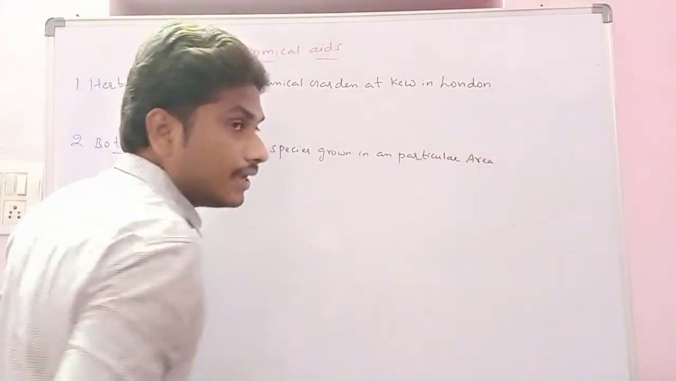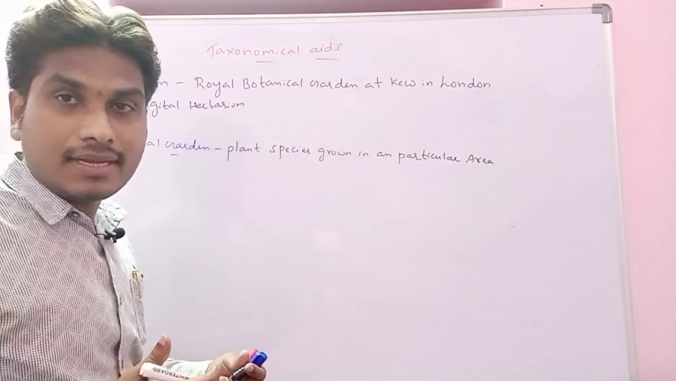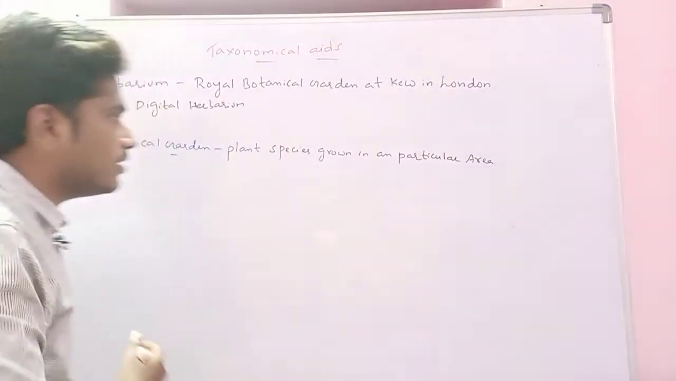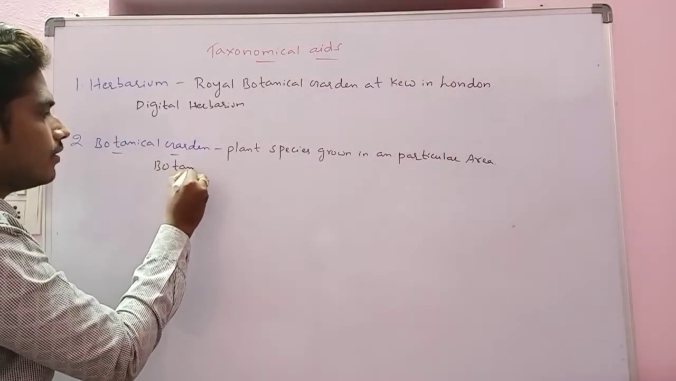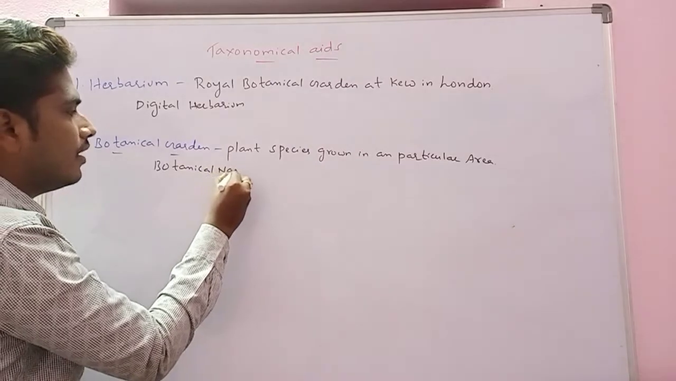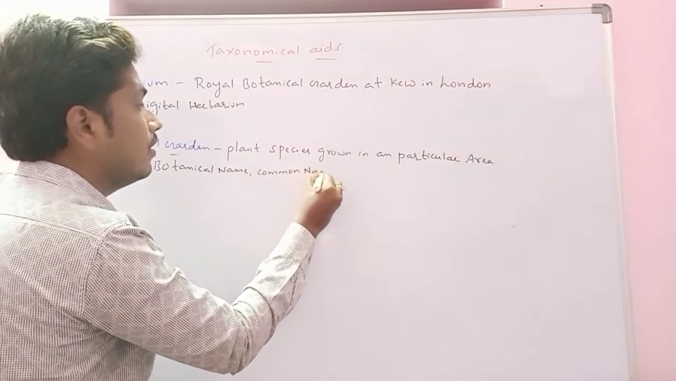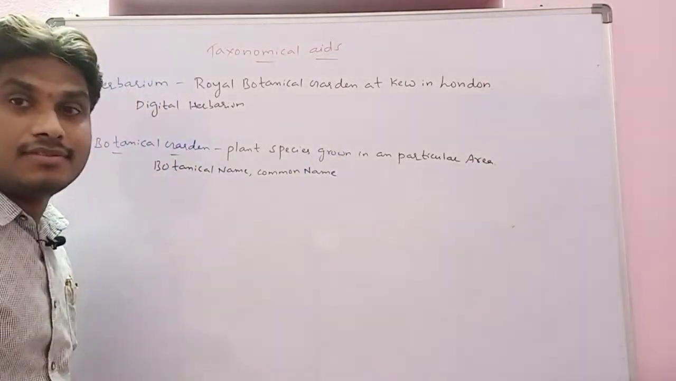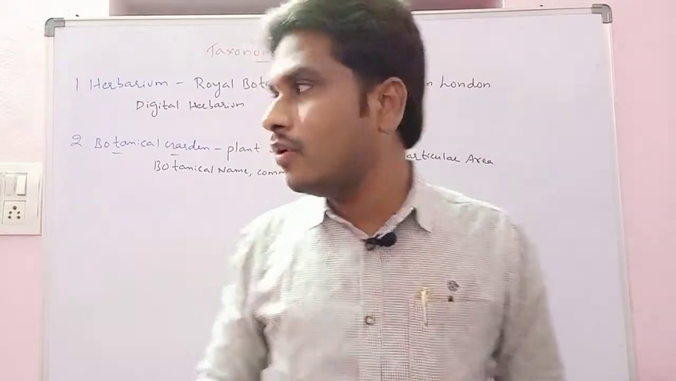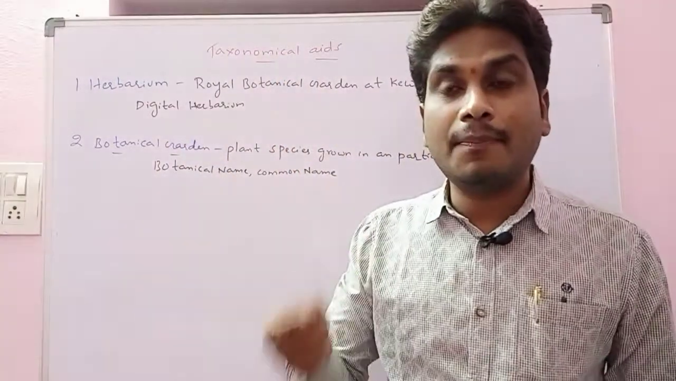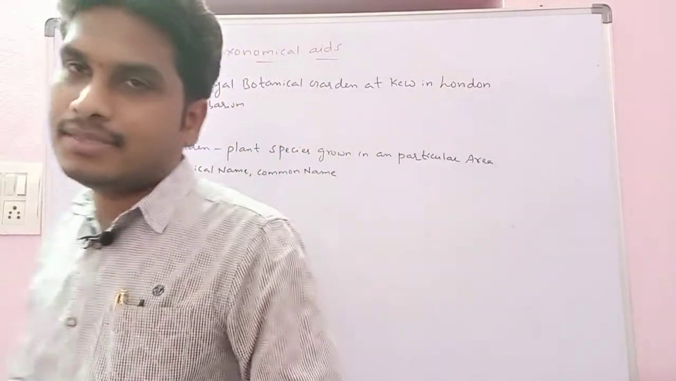In the botanical garden, whatever plants we are growing give complete information about the plants: the botanical name of the plant, the common name of the plant, and any characteristics of the plant, like the age of the plant and the importance of the plant. All these things we can know from the plants which we are growing in the botanical gardens.